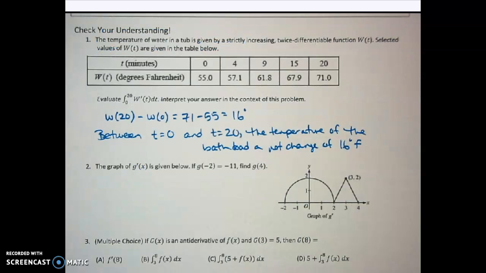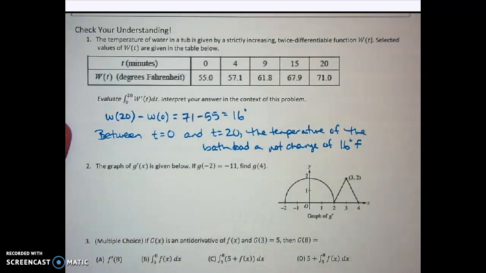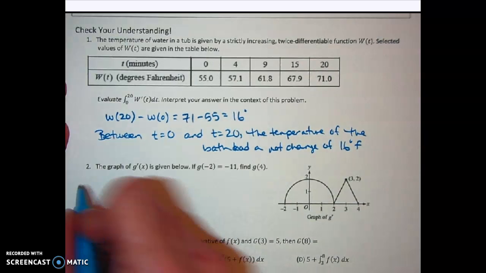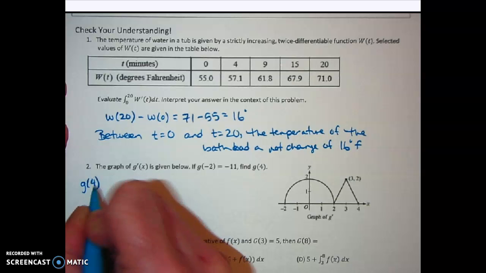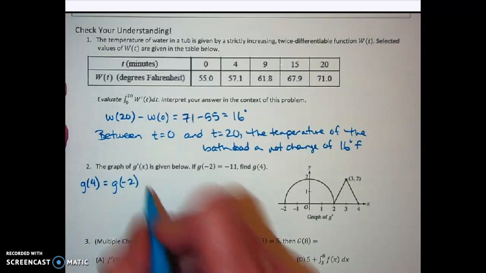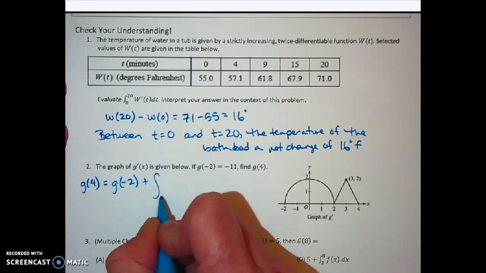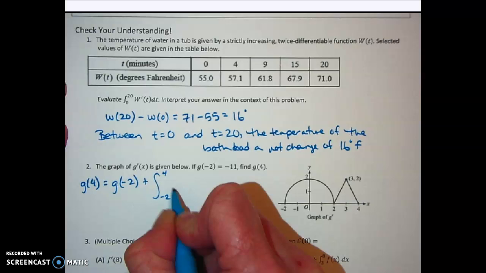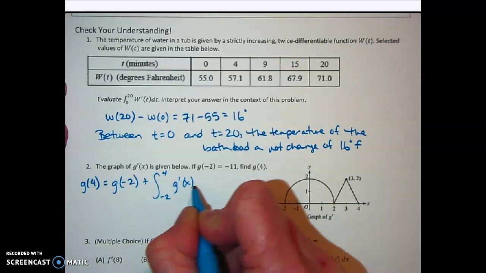Problem number 2. The graph of g prime of x is given below. If g of negative 2 is negative 11, find g of 4. So this is using our example above. g of 4 is going to be equal to g of negative 2 plus the change from negative 2 to 4 of g prime of x dx.